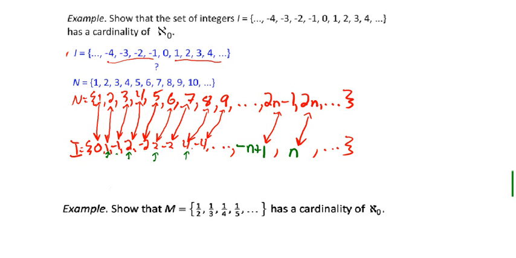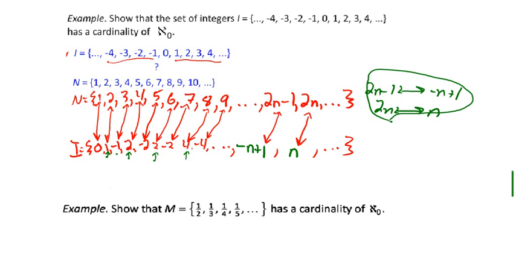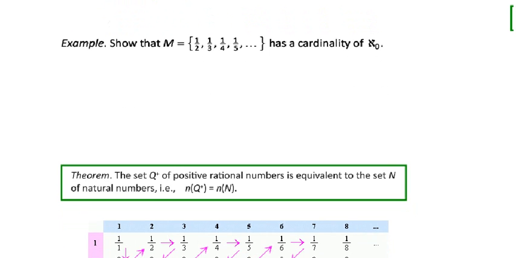So this time we have two rules. We have 2n minus 1 matches up with negative n plus 1, and 2n matches up with our n. These are the rules that help us show that they have the same cardinality. For this next one, we have to show that the set has the same cardinality as these, so we want to pair with n0. We want to match it up with our natural numbers.